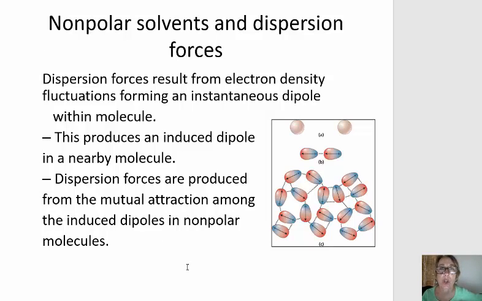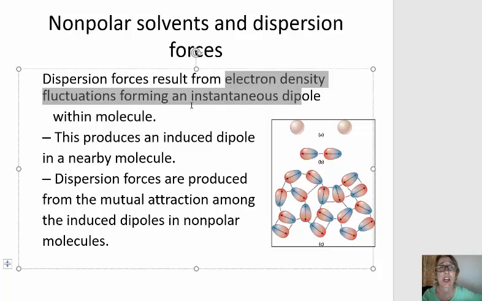So how does this dispersion force work? Well, like hydrogen bonding, it is an attractive force. However, it is far weaker in terms of its charges than hydrogen bonding is. Dispersion forces result from electron density fluctuation, forming an instantaneous dipole. So what does that mean? On this graphic here at the top, we see these two spheres which have the same color and represent two molecules, two nonpolar molecules.